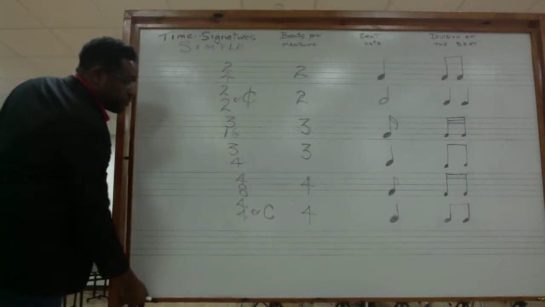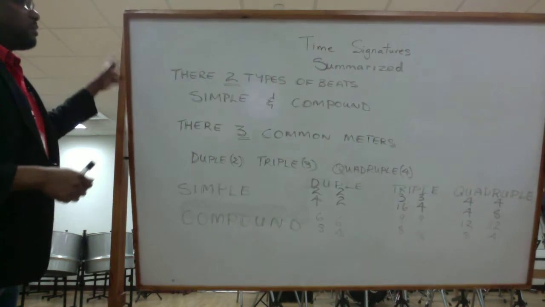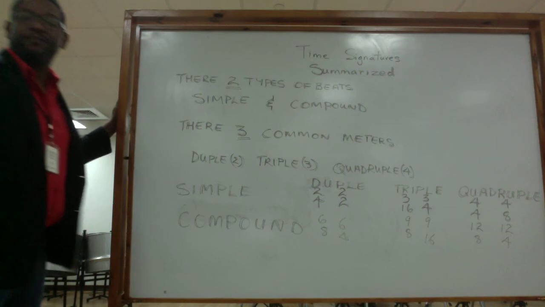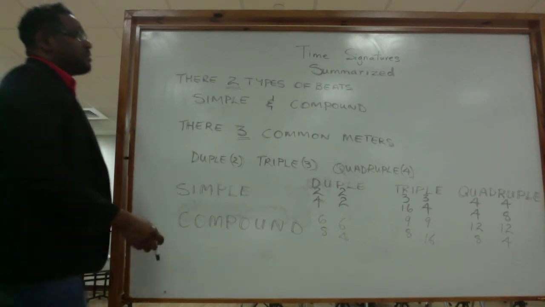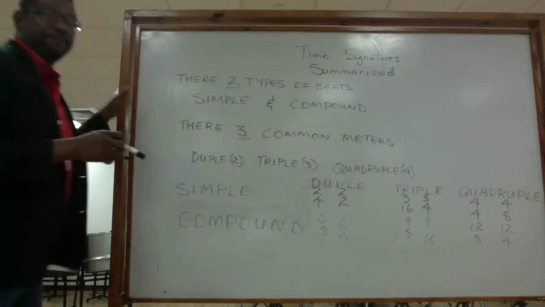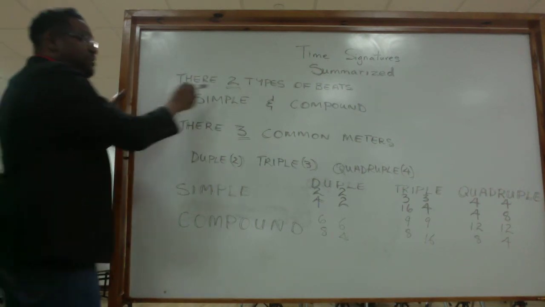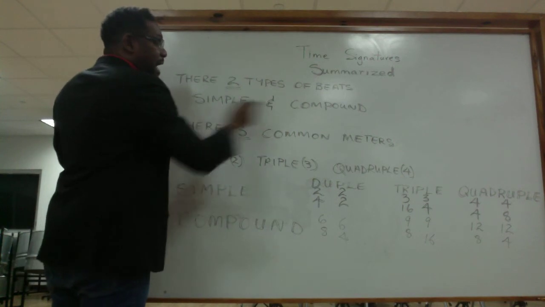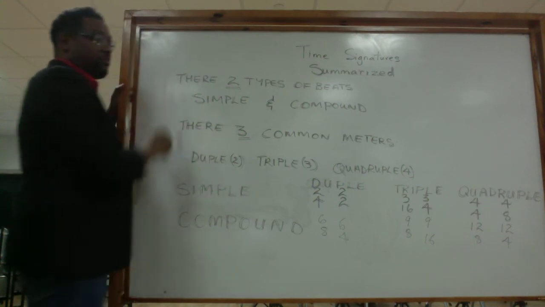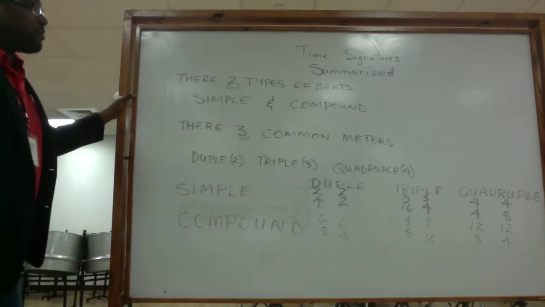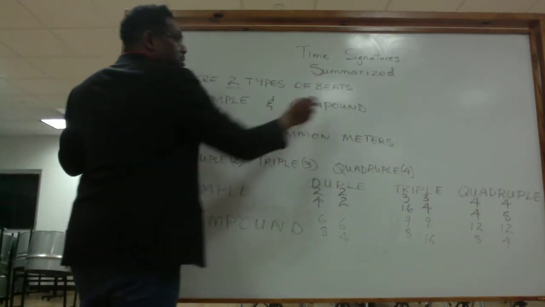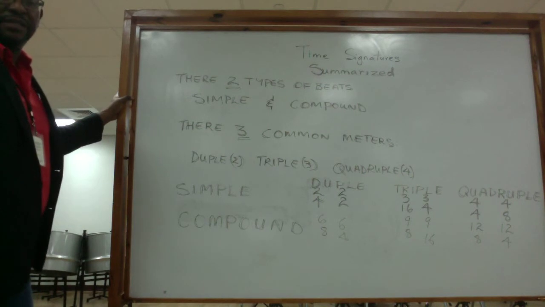Now, let's do a quick review of our simple and compound. Hope you're seeing this clearly. So time signatures summarized really quickly. It's pretty straightforward. There are 2 types of beats, simple and compound. We just revised simple. We said they are beats made up of 2. And we have compound, which are divided by 3.